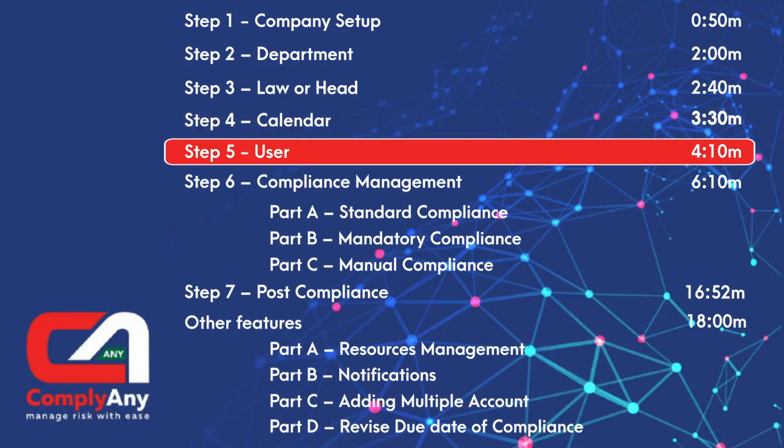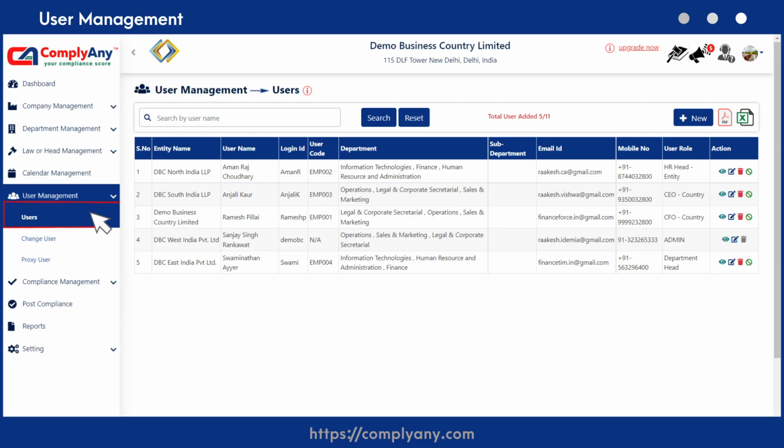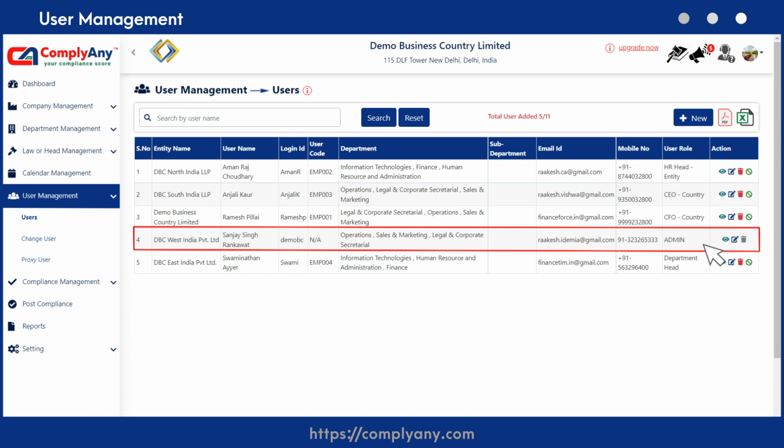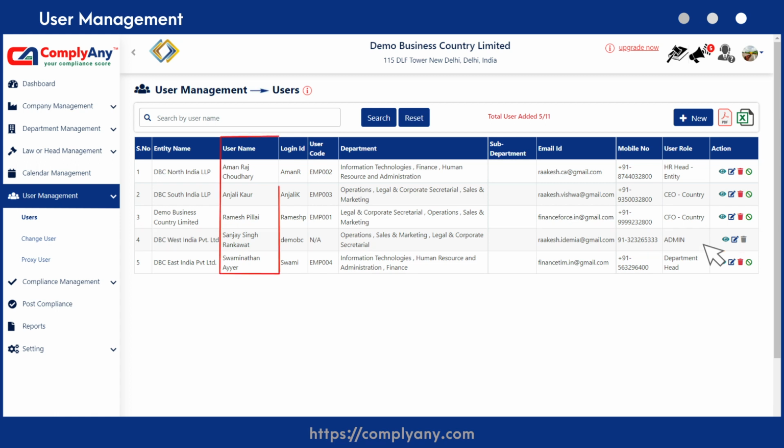Step 5. User management. The first user is created based on the details you entered during the customer registration process. This user is the super admin, having all the rights. Other users or admins can be created by the super admin. Click the plus new button to create a new user.